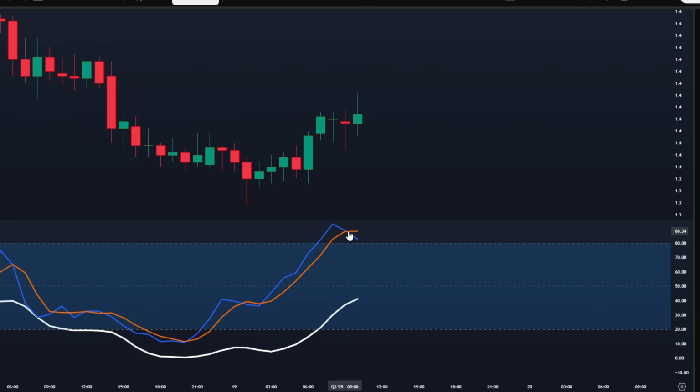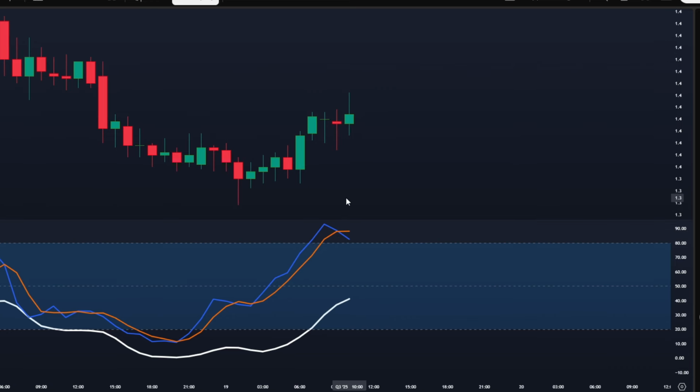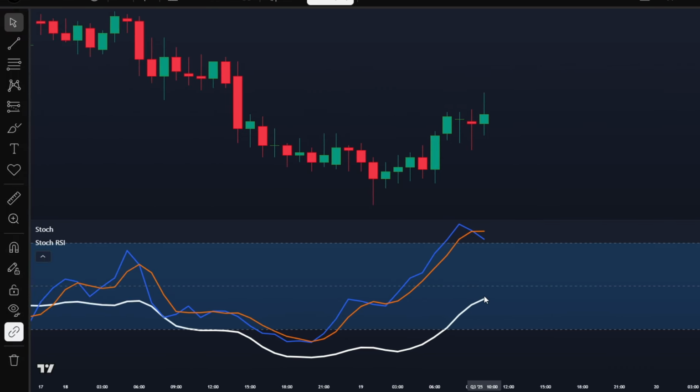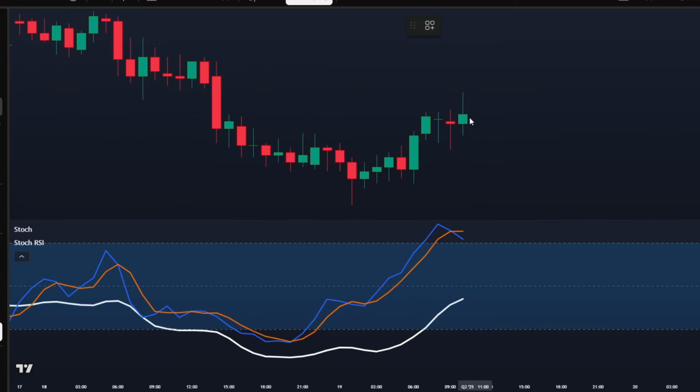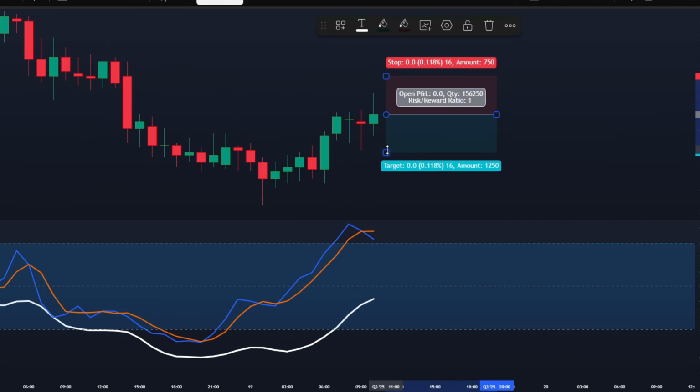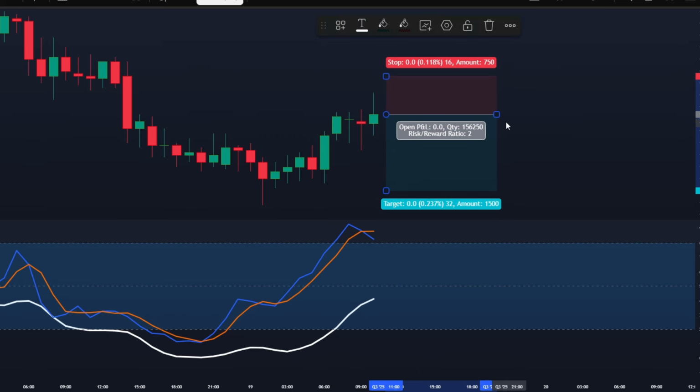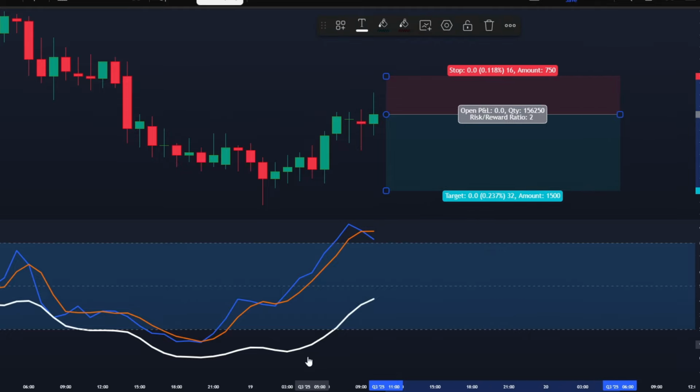Third, we wait for the blue line to cross down below the orange line while it's still close to that overbought zone. When that cross happens and the white line is still below 50, our sell signal is valid. We open a sell position at the open of the next candle. For the stop loss for a sell trade, just set it above the last swing high of the pullback, and take profit is set at 2 times the risk.